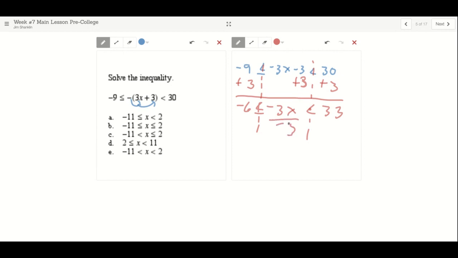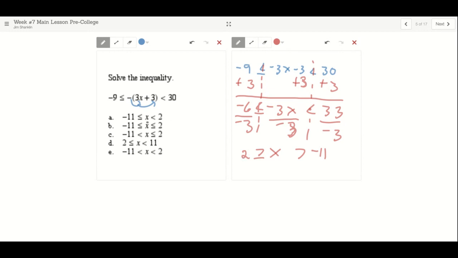Well, guess what? If you multiply or divide by a negative number, you must flip the inequality symbol. There are 2 inequality symbols I have to flip. So this is going to be -6 divided by -3. That's 2 is greater than or equal to x. And I have to flip this one, which is greater than -11. Okay, so my answer should be x is greater than -11, x is less than or equal to 2.